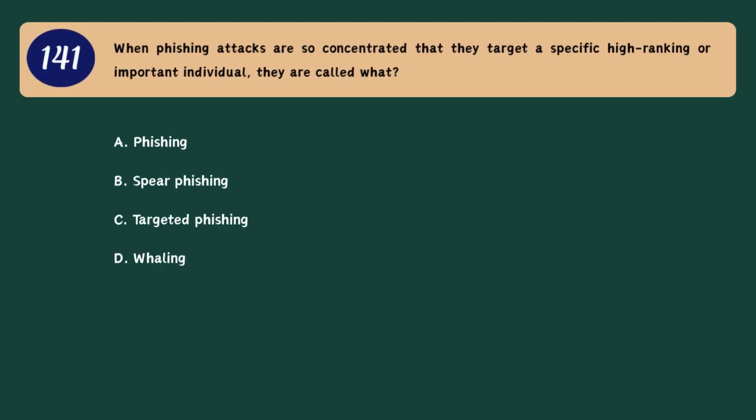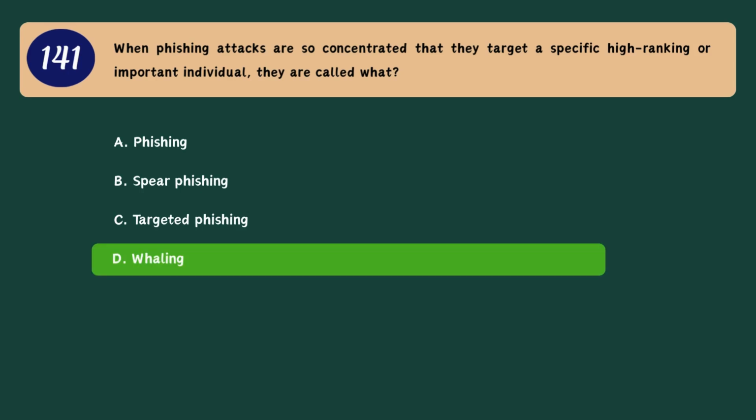Question 141. When phishing attacks are so concentrated that they target a specific high-ranking or important individual, they are called what? A. Phishing. B. Spear phishing. C. Targeted phishing. D. Whaling. Correct answer. D. Whaling.